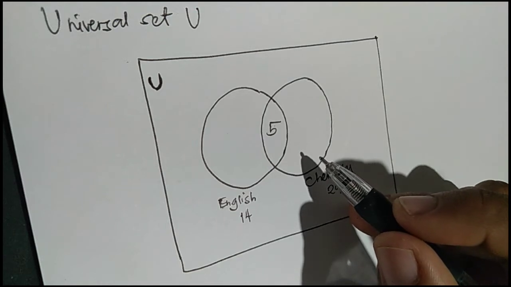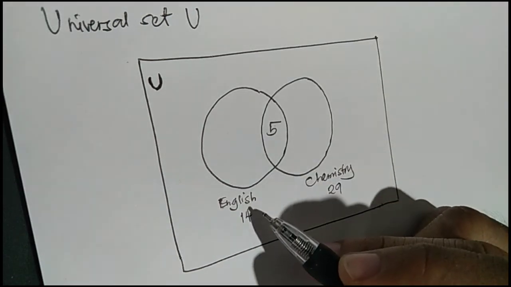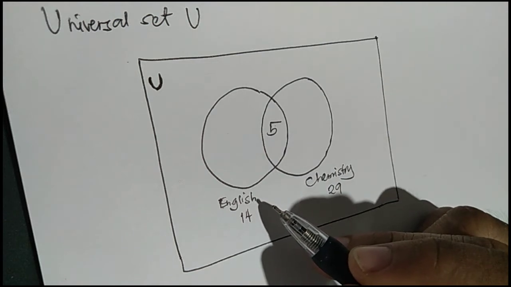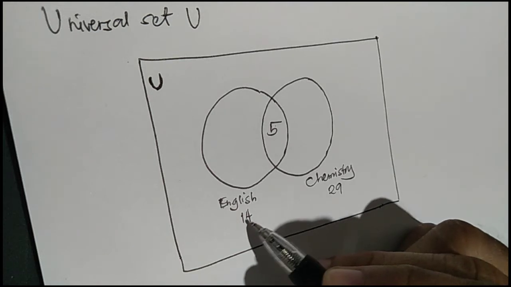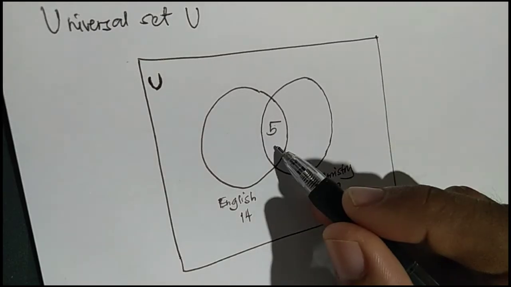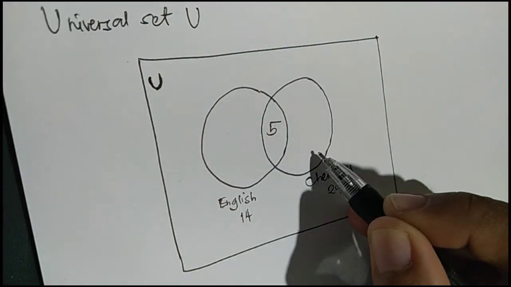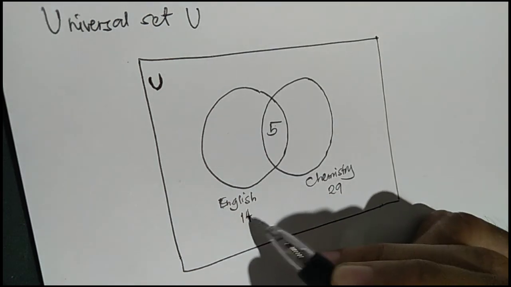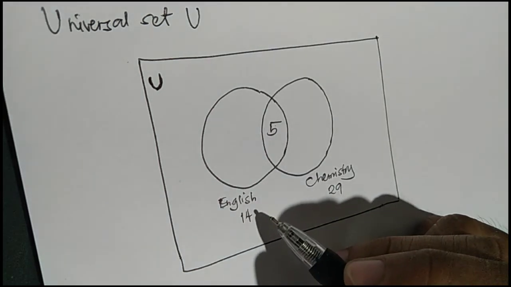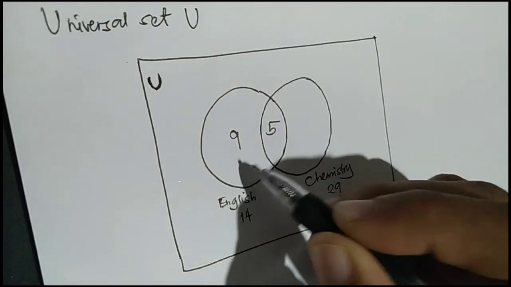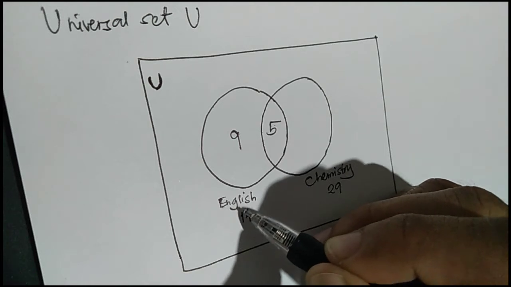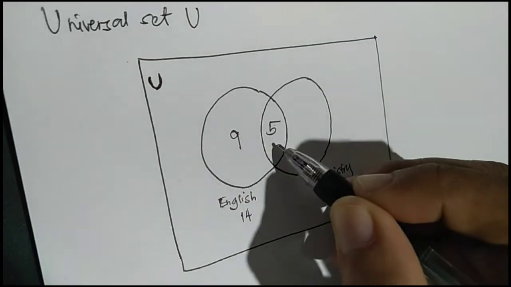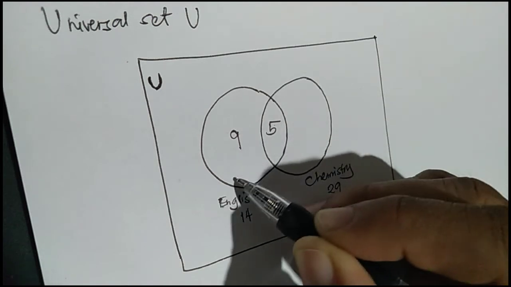Next, 5 of the 14 English students are accounted for, leaving 9 students taking English. So if 5 out of 14 are taking both English and chemistry, how many are taking only English? Only 9 students are taking only English, and 5 of the 14 are taking English and chemistry.